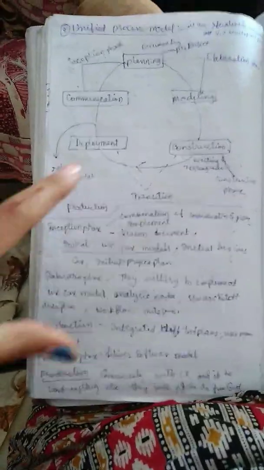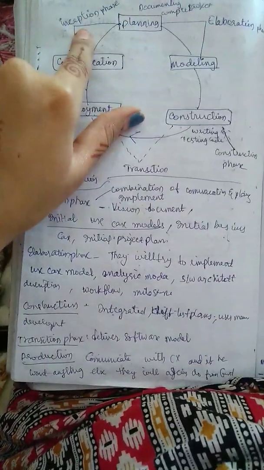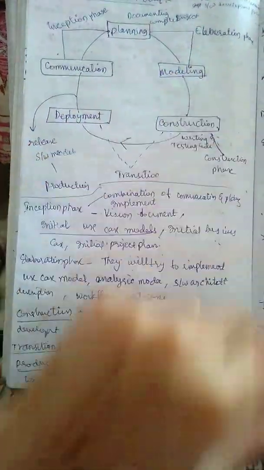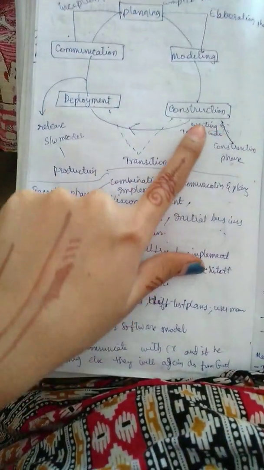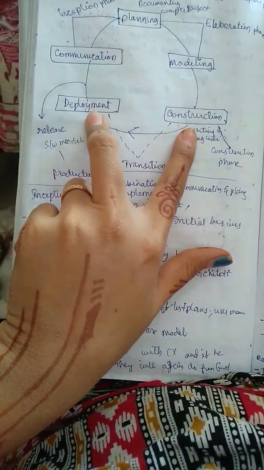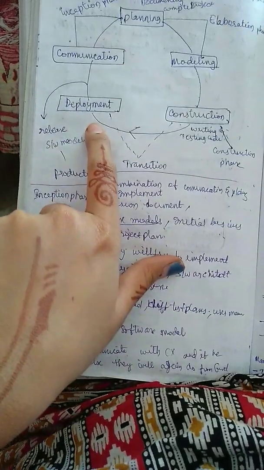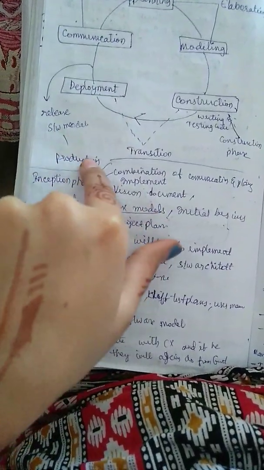Okay, the phase between communication and planning is known as the inception phase. The phase between planning and modeling is known as the elaboration phase. This is the construction phase, where you will write and test the code. After that, the phase between construction and deployment is known as the transition phase. After deployment, you release the software model, which is used for production.